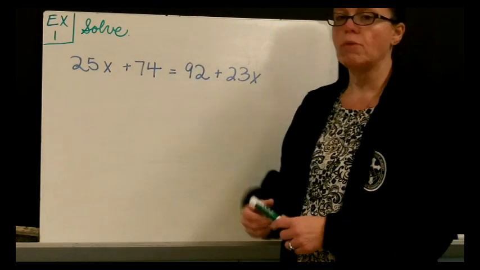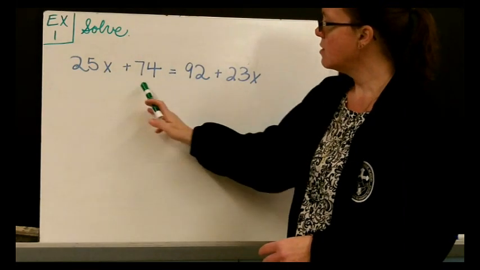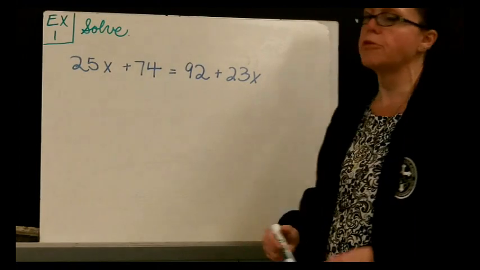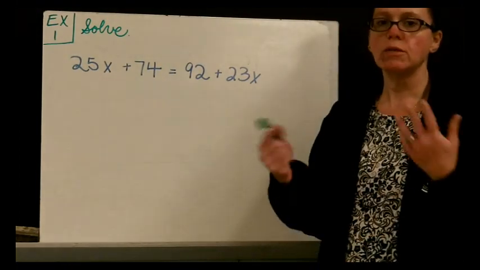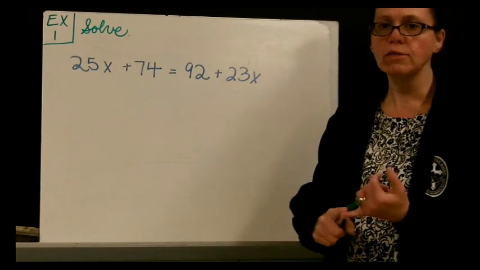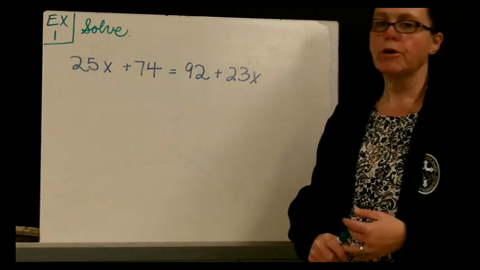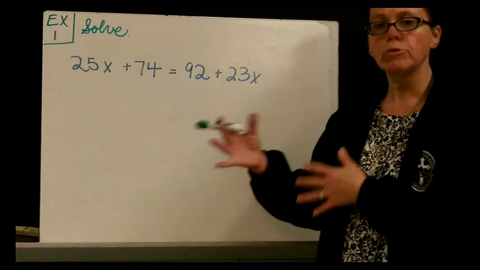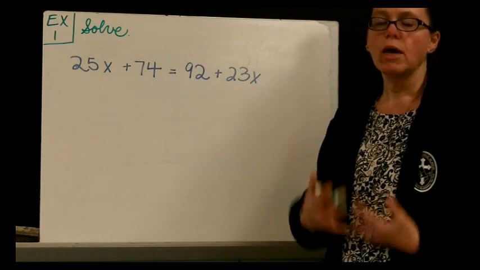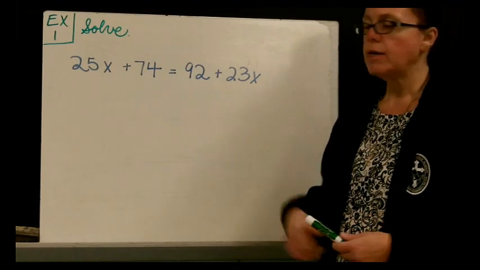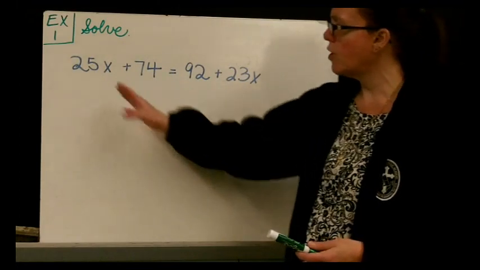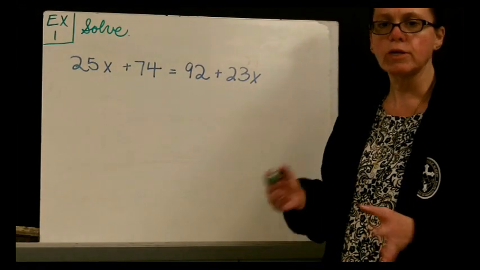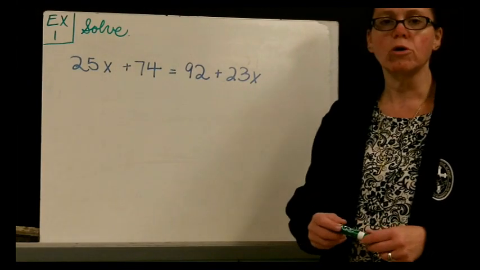I'm going to read the problem. We have 25x plus 74 equals 92 plus 23x. And as you can see, both sides of the equation have a constant and both have a variable term. What we're going to do is move our variable terms to one side of the equation and our constants to the other. Now for this one, we'll move our x's to the left and our constants to the right. And our goal doesn't waver. We have not wavered from our goal.